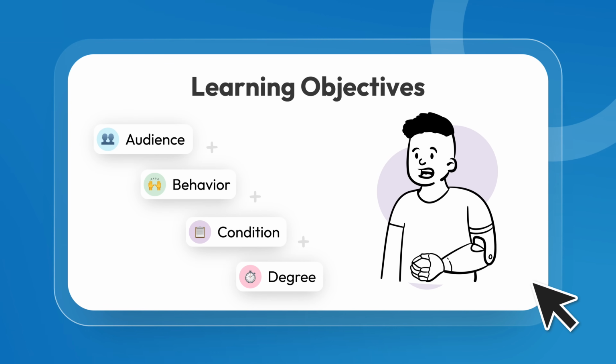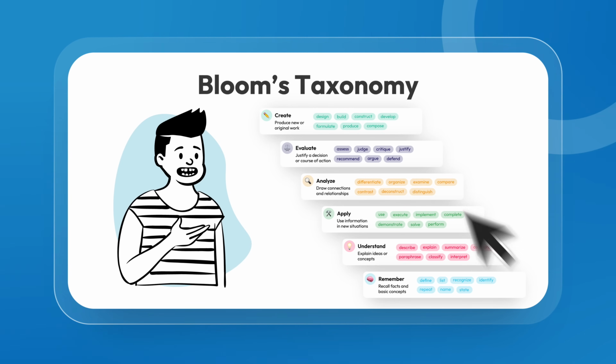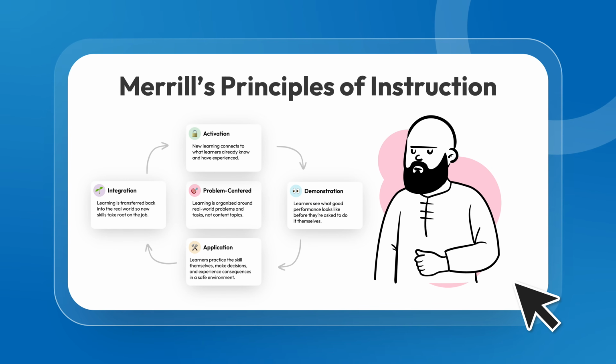Now, from the action map, participants wrote learning objectives. We used 2 frameworks to get there. Mager's ABCD model, audience, behavior, condition, and degree, which gives you the structure for writing an objective that actually means something, and Bloom's taxonomy, which helps you make sure the level of thinking you're designing for matches what the job actually requires.